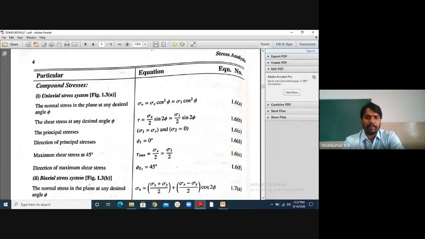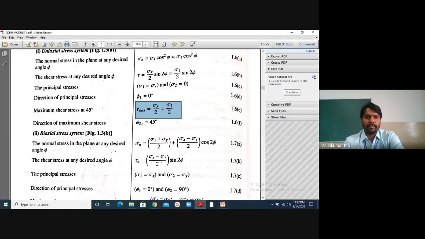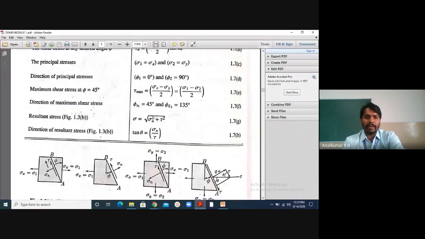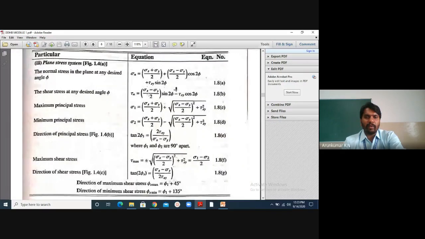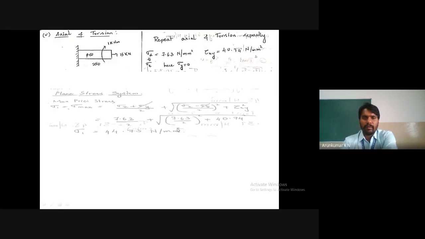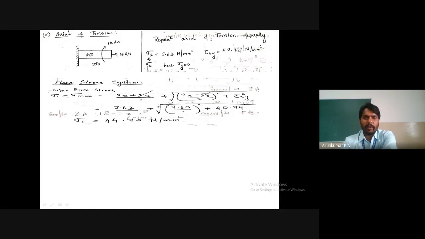Uniaxial, I told you that this is the condition: tau maximum is sigma 1 by 2. And the biaxial equation is there. So this is the case, we need to go with the plane stress system, right? So refer to equations 1.8c and 1.8d. Sigma 1 is sigma x plus sigma y by 2 plus square root of sigma x minus sigma y by 2 whole square plus tau of xy square. Here sigma y is 0, sigma x is directly the direct stress, and substitute tau of xy here.